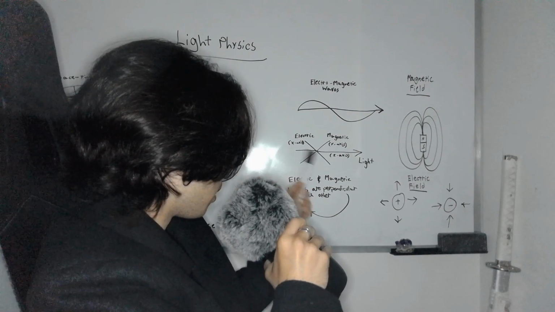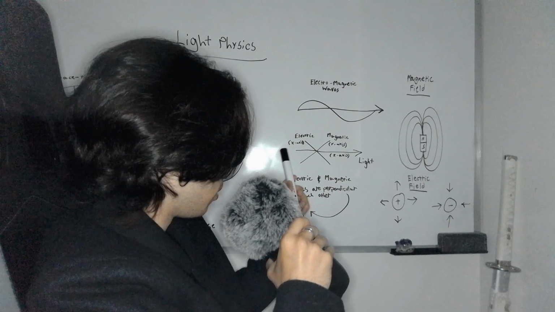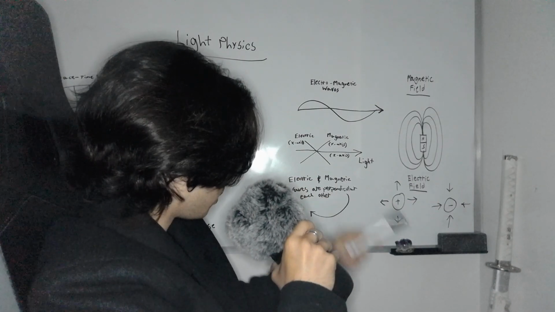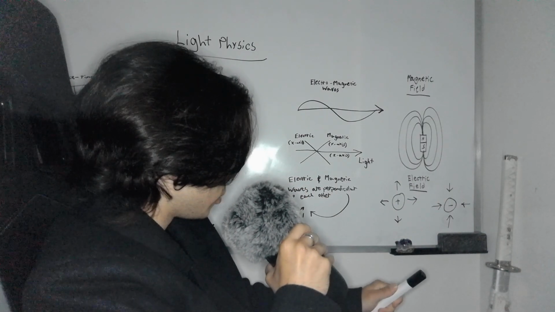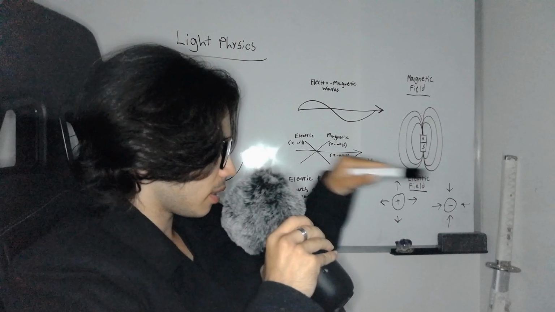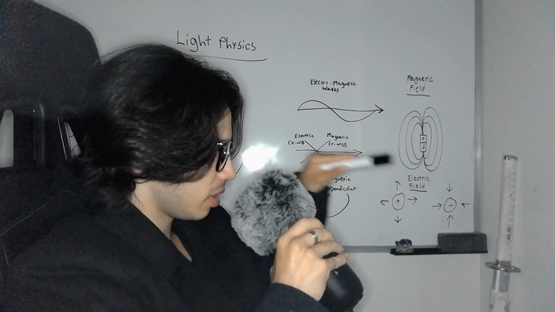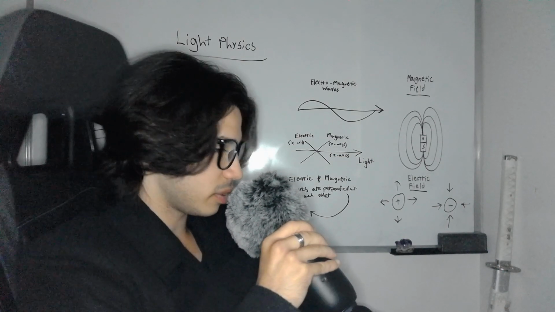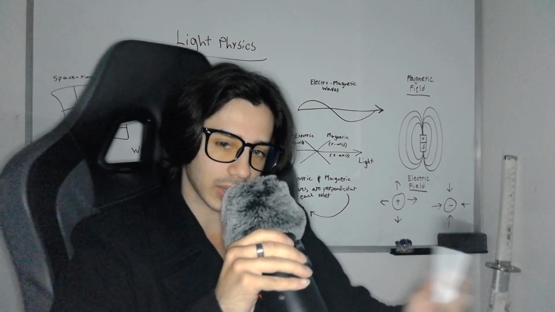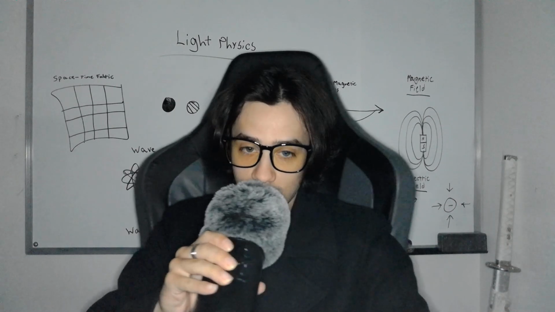So, again, this perpendicular oscillation is what creates light, and essentially means that a moving magnetic field creates an electric field, and a moving electric field creates a magnetic field, and that oscillation is what we perceive as electromagnetic radiation or light. So this is kind of the basis of the physics of light here.